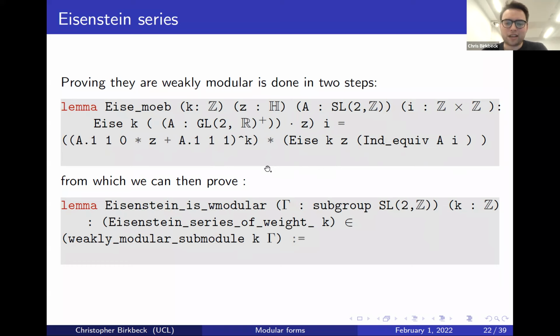And so combining these two things, using this result and properties of this topological sum, you get that Eisenstein series are what I call weakly modular, for any subgroup and for any weight k. And this is the lemma that I proved.